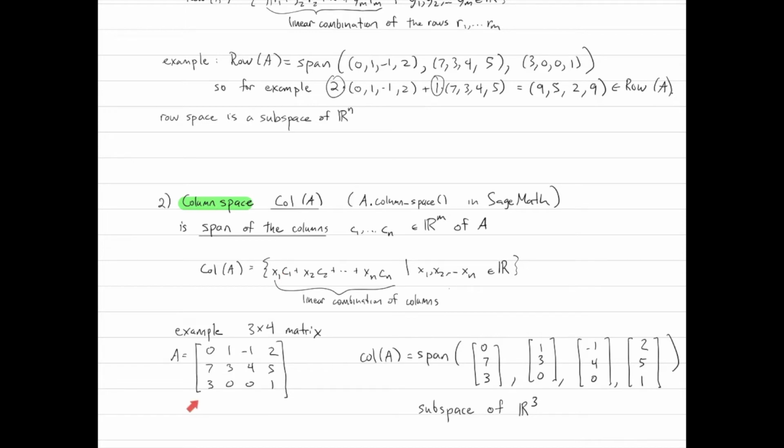Going back to our example, here was our 3 by 4 matrix, and the column space of A is the span of the columns. Here there are 4 columns, and the span again is the linear combinations of these 4 vectors, and it's a subspace of R^3. Sometimes we'll write the vectors as row vectors, sometimes we'll write them as column vectors.